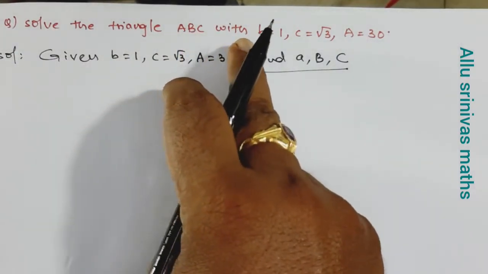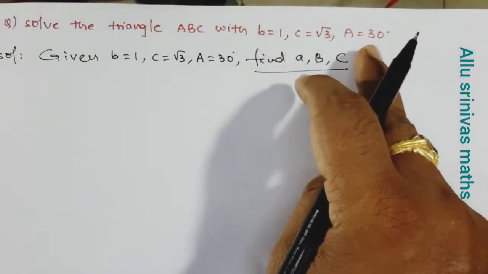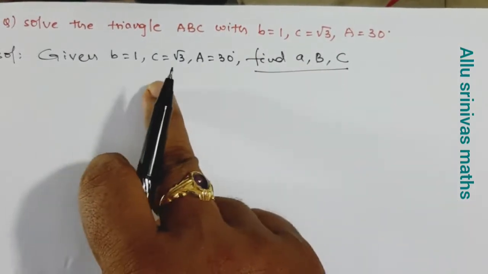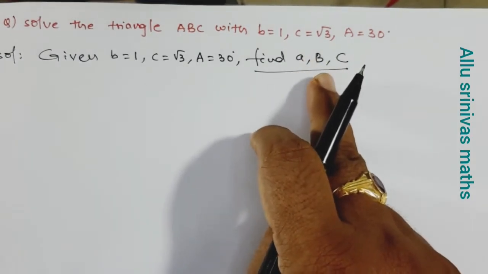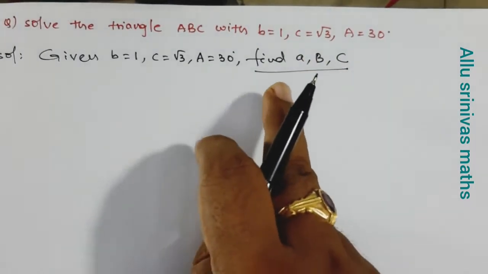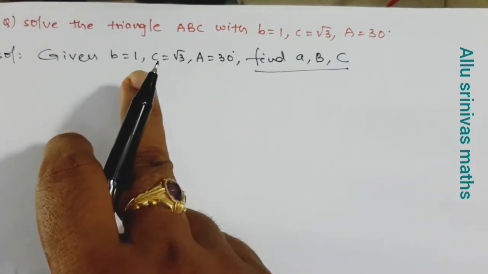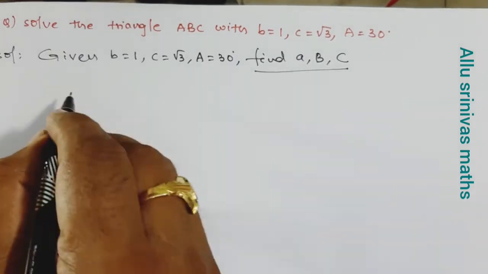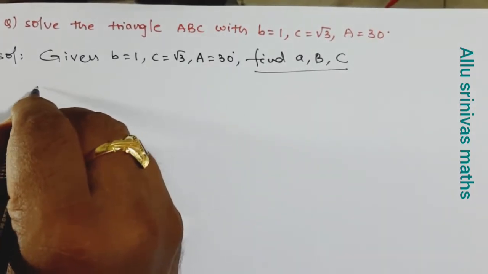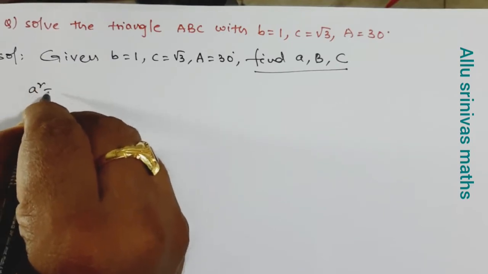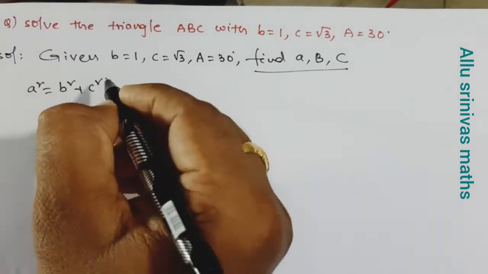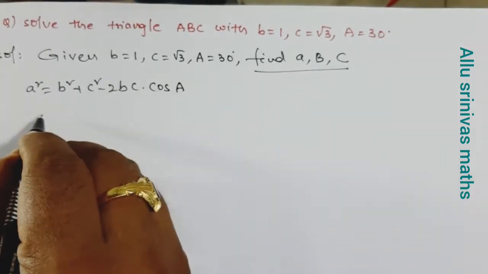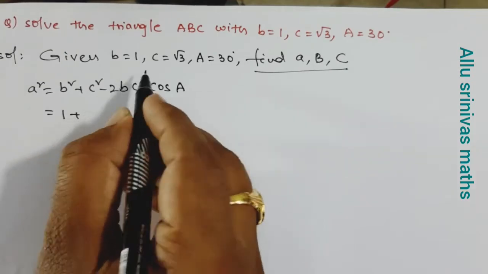Solve the triangle ABC with side b equal to 1, side c equal to root 3, angle A equal to 30 degrees. First you have to write the given values and then find the remaining values: side a, angle B and angle C. First you have to find side a because they have given the maximum sides. For side a, you write the formula a square equal to b square plus c square minus 2bc cos A. Known values substitute in this formula.